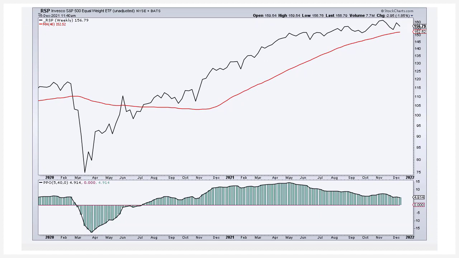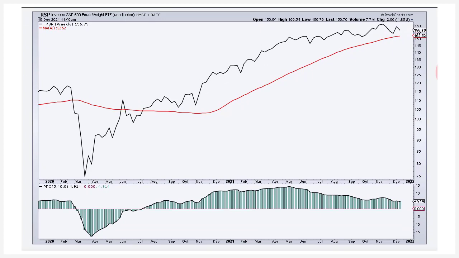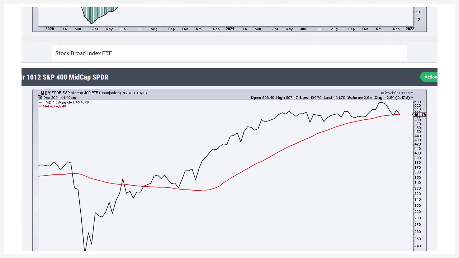So the next one we have here is the S&P 500 equal weight ETF, RSP. It represents the average stock in the S&P 500. And you can see it's still above its rising 40-week moving average, but did not get a new high there. So a bit of a non-confirmation, and the 5-week is above the 40-week EMA, but not as much. But all in all, SPY and RSP are doing okay.